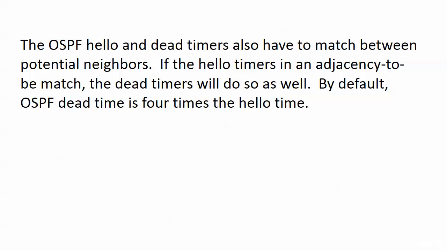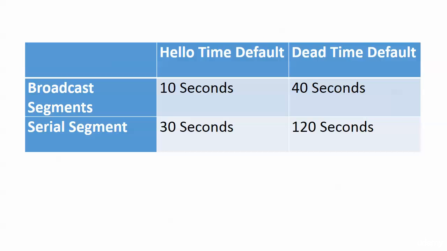If your hello timers in an adjacency match up, by default the dead timers will do so as well, because by default, OSPF dead time is going to be 4 times the hello time. So on our broadcast segment, and that's what we're working with right now, an Ethernet segment, the hello time default is 10 seconds, so the dead time is 40. The serial segment that we'll be working with later, we'll see the default is 30 seconds, and the dead time default then would be 120 seconds. It takes 2 minutes for the adjacency to totally go down.